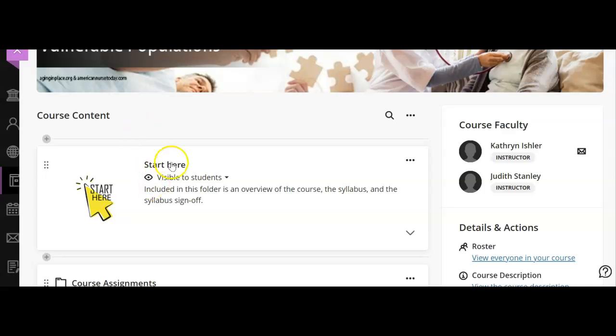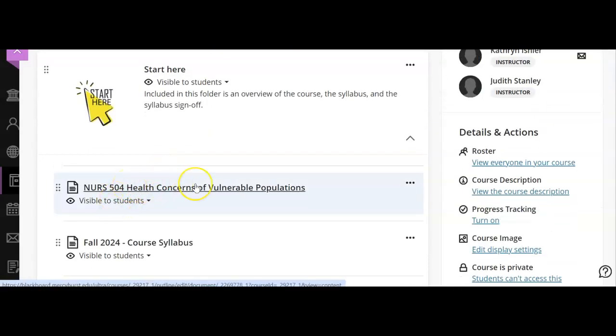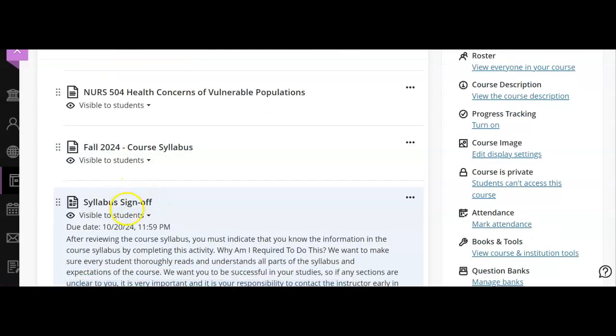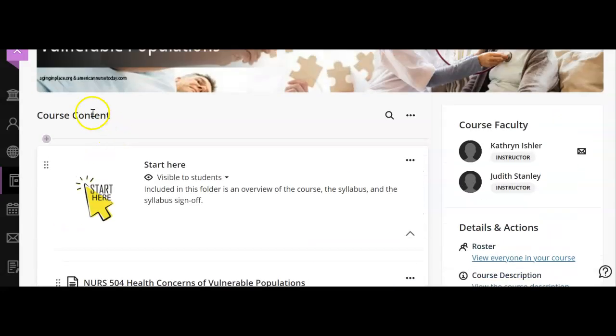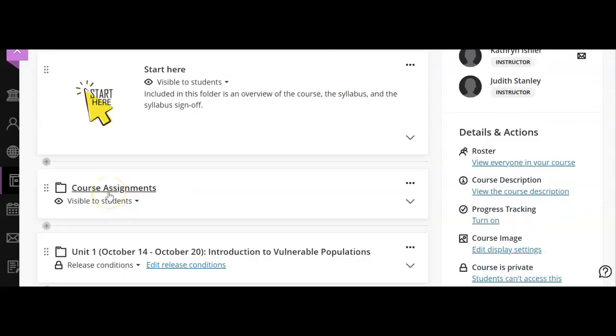So anyways, in the start here, when you click on, you'll have a little information about what is healthcare, health concerns of vulnerable populations. Then you'll be able to access your syllabus, and this is a place for you to click on for the syllabus sign off. And you do have a couple of assignments. Your first few assignments are viewable for you right now. I wouldn't really get too much into that yet.